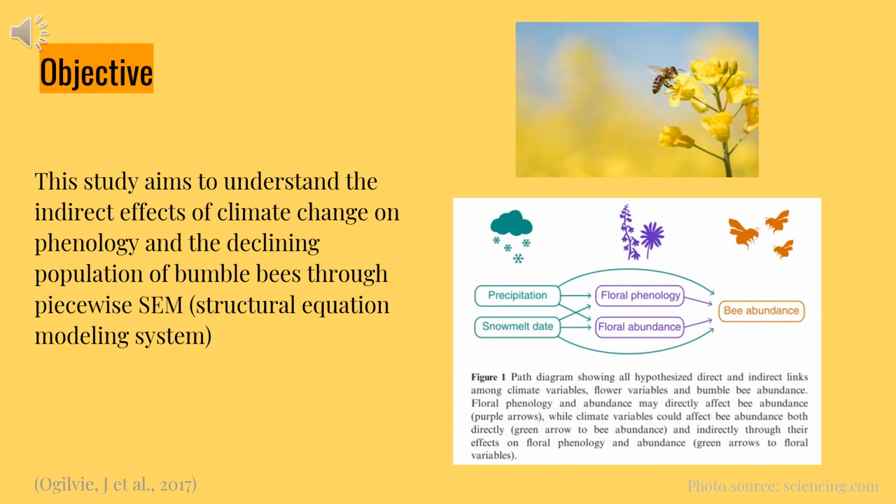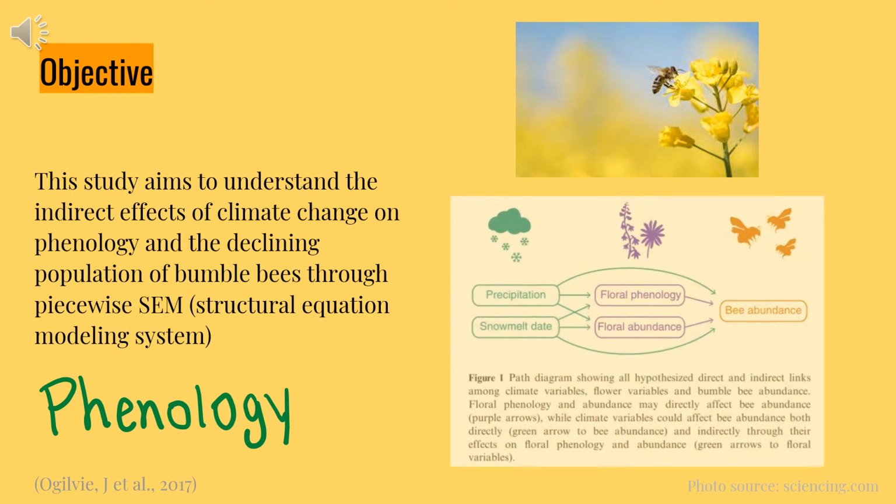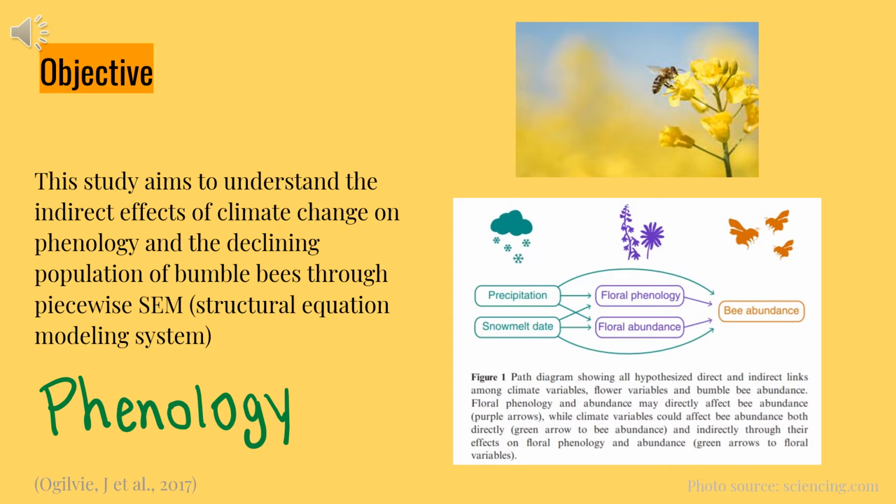In this study, we will be looking at the indirect effects of climate change on bumblebee population abundance and the direct effects on floral phenology. Phenology is the study of changes in the timing of seasonal events such as budburst, flowering, dormancy, migration, and hibernation. As you can see by this figure, climate directly affects flower phenology and indirectly affects bee abundance.